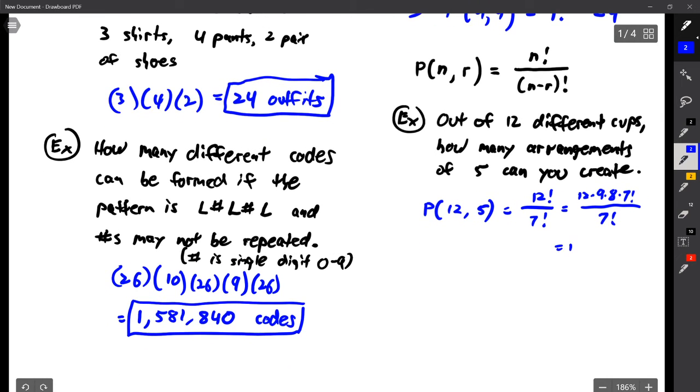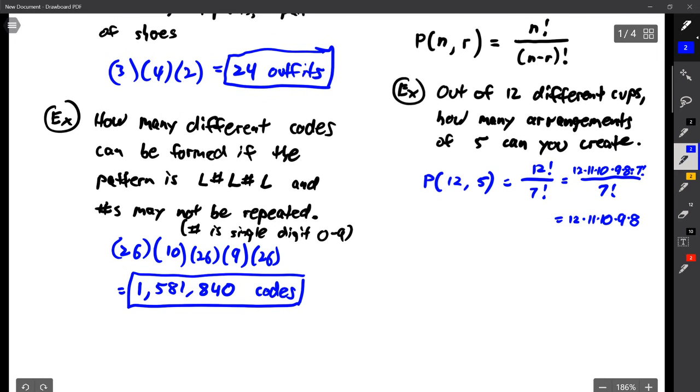So what are you left with? 12 factorial over 7 factorial. I'm sorry, 12 factorial would be 12 times 11 times 10 times 9 times 8 times 7 factorial. There we go. I don't know what happened to my counting down from 12 skills. 12, 11, 10, 9, 8. So that's what's going on.